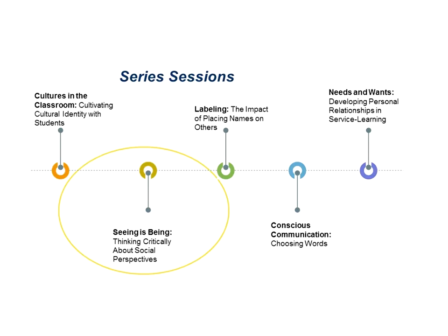So in this series timeline, we are in part two, as I mentioned. Last month, we looked at cultures in the classroom, cultivating cultural identity with students. And in that, we were focusing primarily on developing a sense of cultural awareness and cultural identity. And this month, we want to build on that. We're going to do a project we call Seeing as Being. So thinking critically about social perspectives, moving students now up from just the basis of awareness into something that's more thought and action oriented.